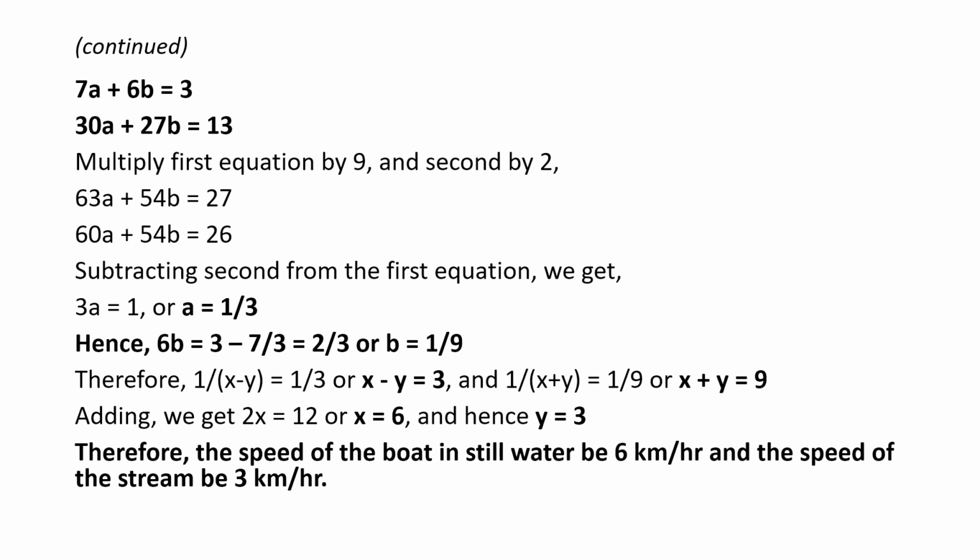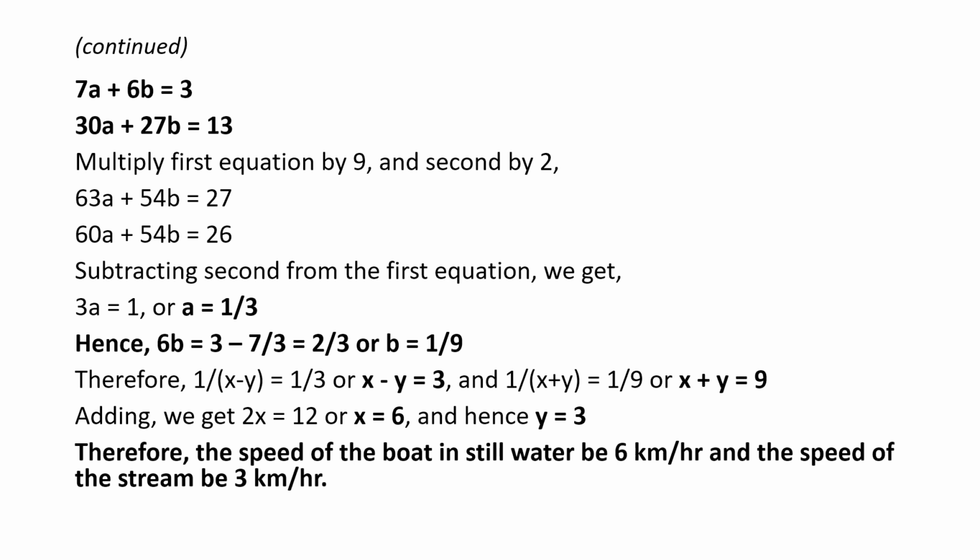We get 63a plus 54b is equal to 27, 60a plus 54b is equal to 26. The coefficient of b is same in both the cases, thus subtract the second equation from the first equation. So what we get is 63 minus 60, which is 3a, is equal to 27 minus 26 is equal to 1. So a is 1 upon 3. Now substitute a is equal to 1 upon 3 in any one of the above equations. Say 7a plus 6b is equal to 3. We get 6b is equal to 3 minus 7 by 3, or b is equal to 1 upon 9.